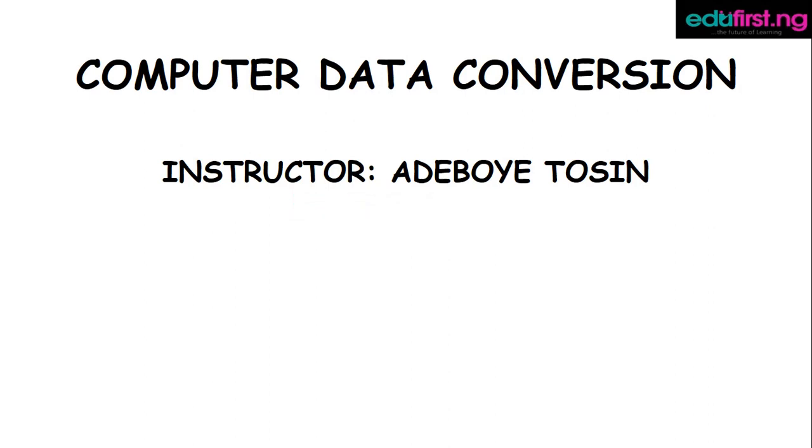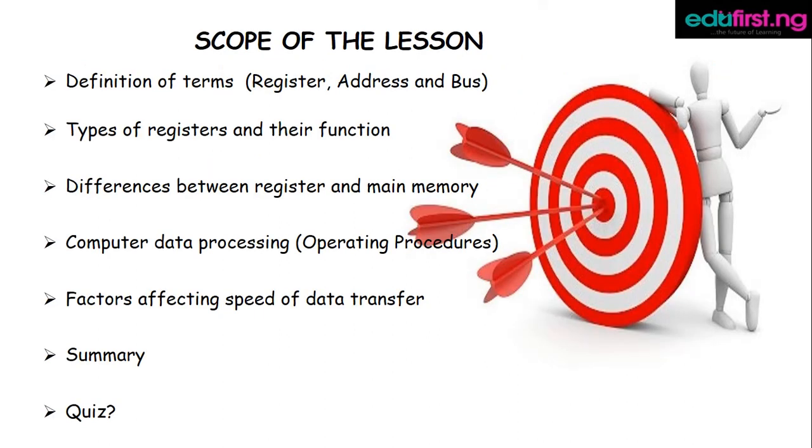Hi guys, today on ICT we shall be taking a look at computer data conversion. We shall have a look at how the CPU converts data to information. We'll talk about some terms: register, address and bus, types of registers and their functions, differences between register and main memory, computer data processing, that's the operating procedures of the CPU, and factors affecting speed of data transfer.